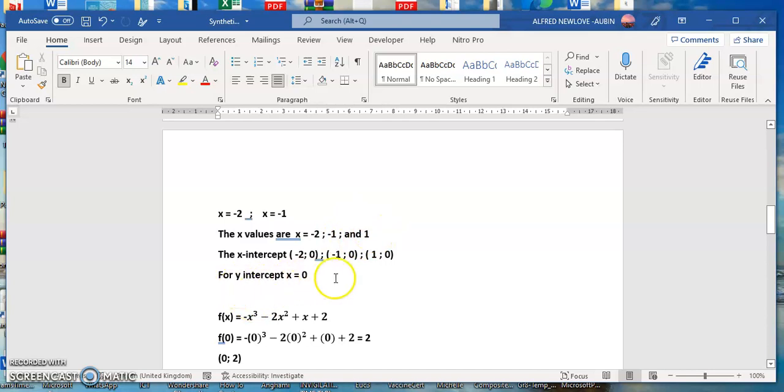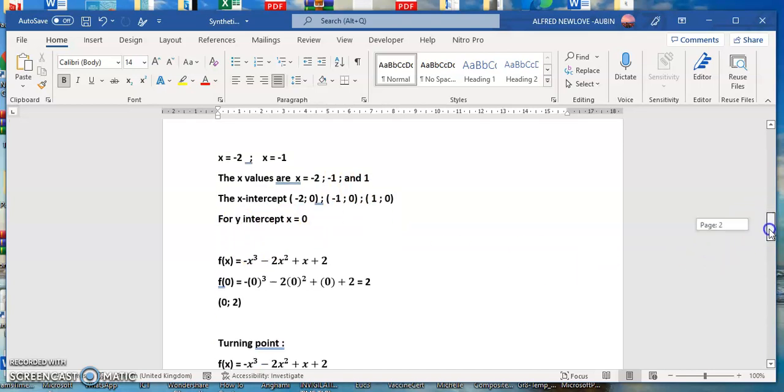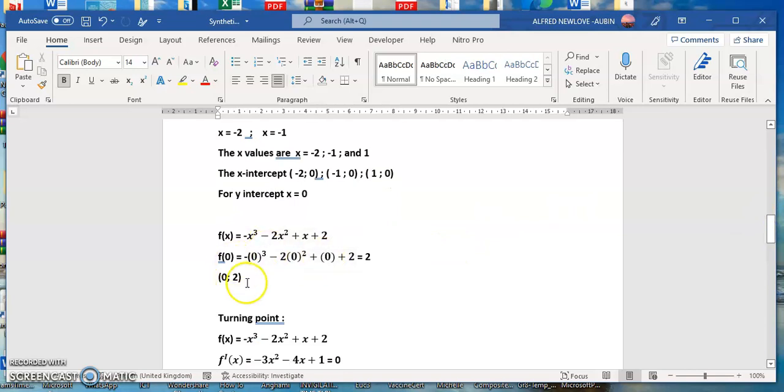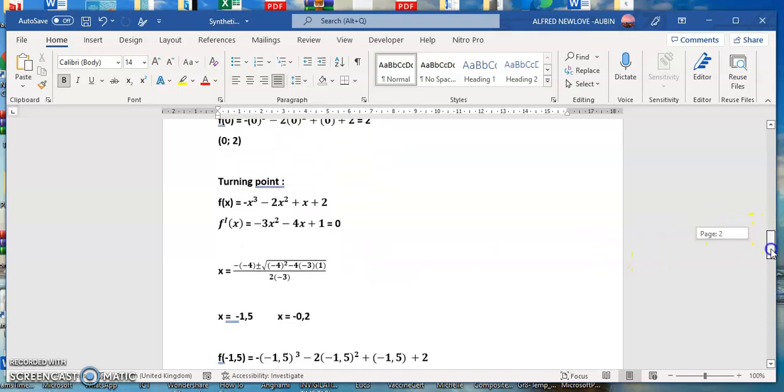So we need to find the y-intercept. For the y-intercept, you don't have to do any calculation, but I'll show you the reason why. The y-intercept is this one. You use this 2, so it's going to be 0, 2. How? For the y-intercept, x is equal to 0. So you substitute 0 into this, you get minus 2. So our y-intercept is 0, minus 2.